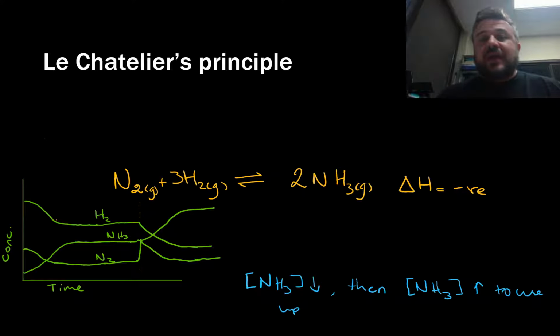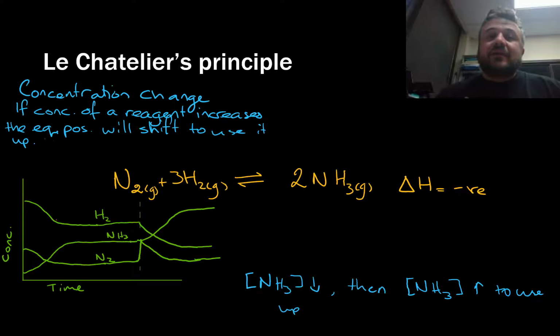So let's have a look at Le Chatelier's principle. Le Chatelier's principle is, if we introduce a stress, the system will move its equilibrium position. So that's the ratio of concentration of products to reactants. It'll move its position to minimize the change or minimize the stress. So if we change the concentration, if the concentration of a reagent increases, the equilibrium position will shift to use it up. So if we look at this one here, we've got N2 plus 3 H2 gives you 2 NH3, and this is a negative enthalpy, so an exothermic reaction.